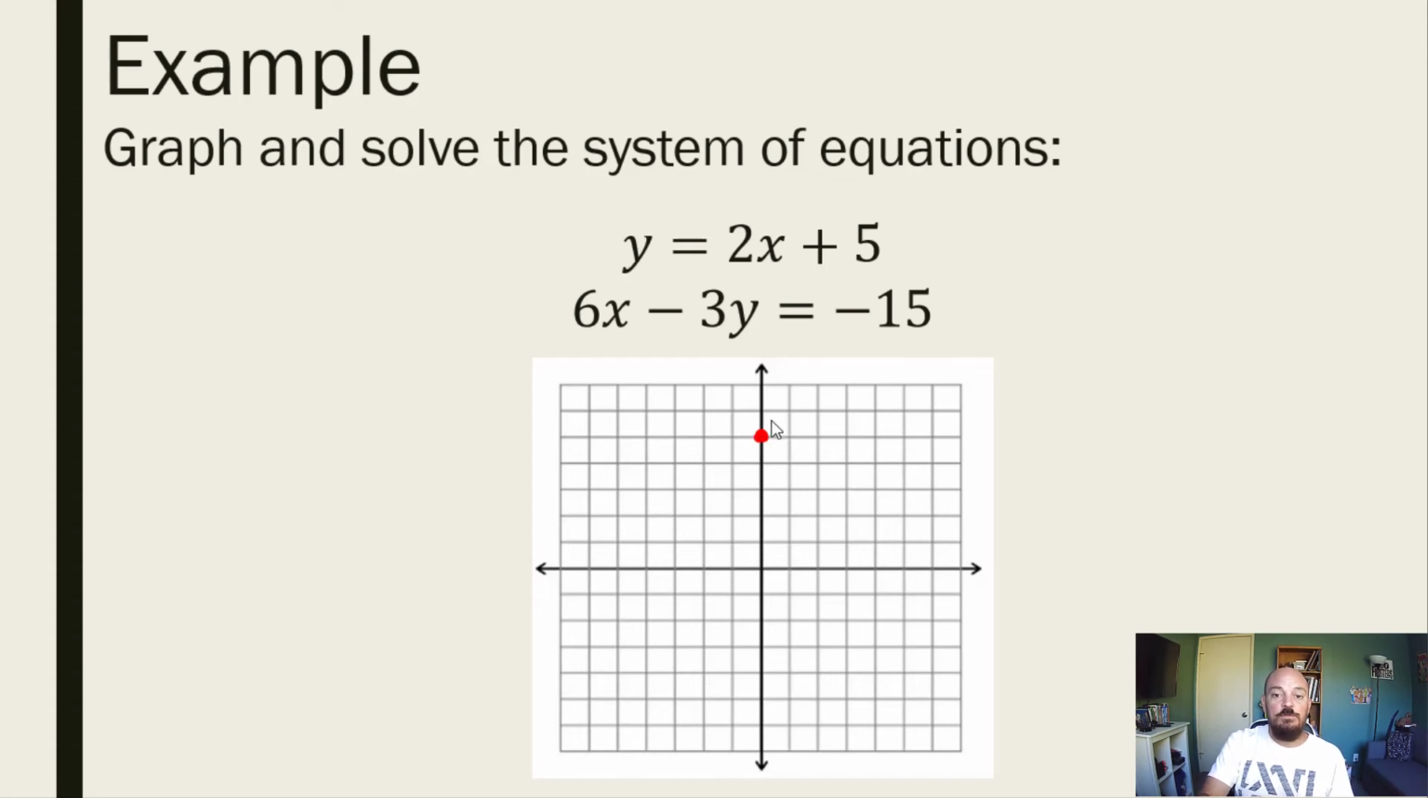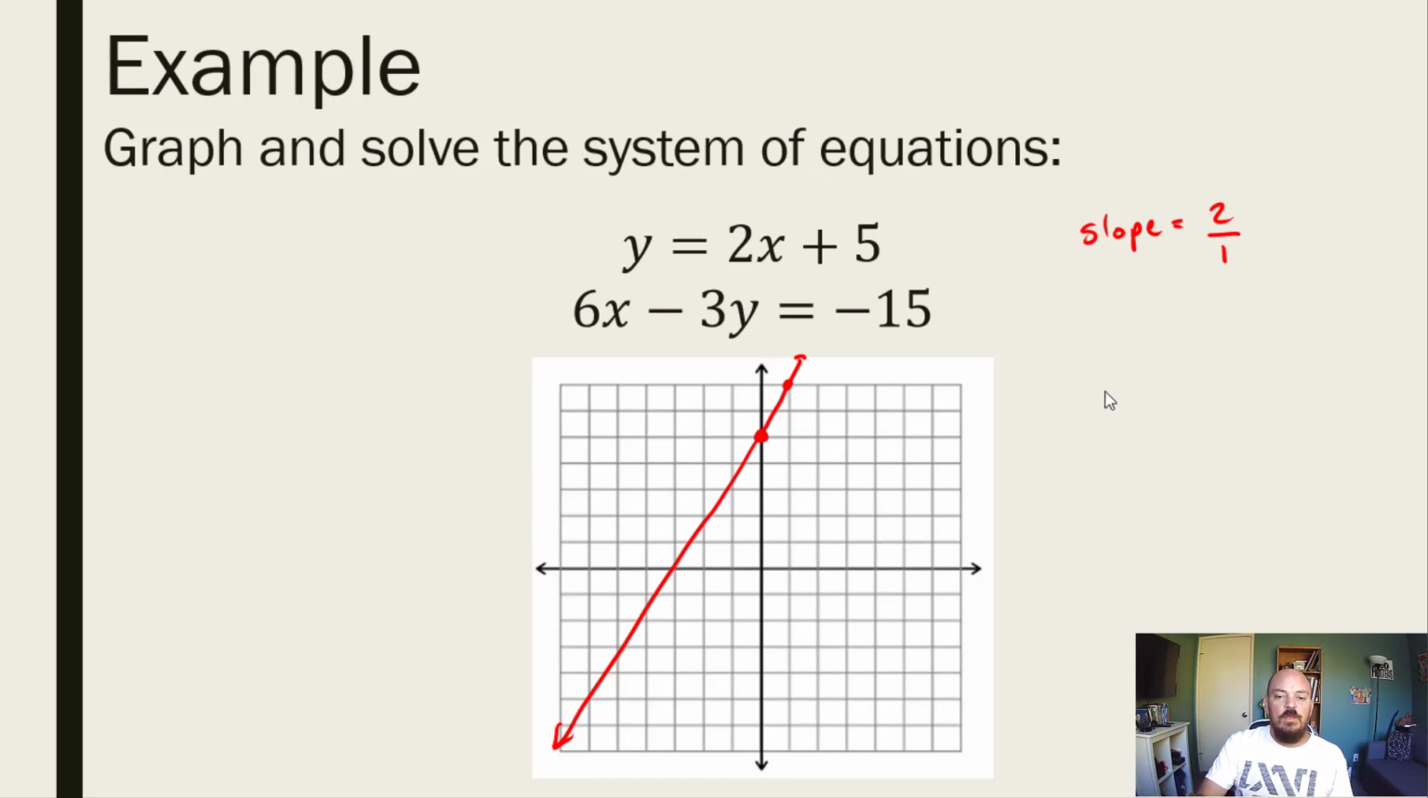And then the slope is positive 2. Now remember, when the slope is 2, or any whole number, you put it over 1 to do rise over run. So from that point, it's going to be up 2 and over 1, and the line is going to look like this. Okay, first line is done.